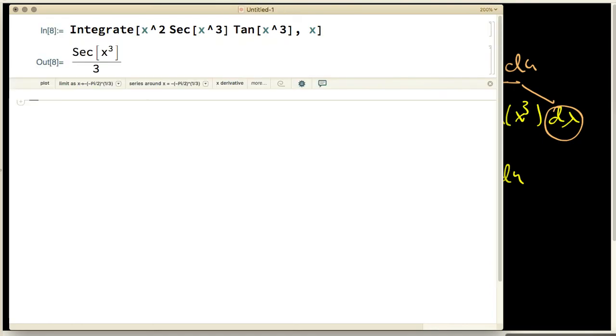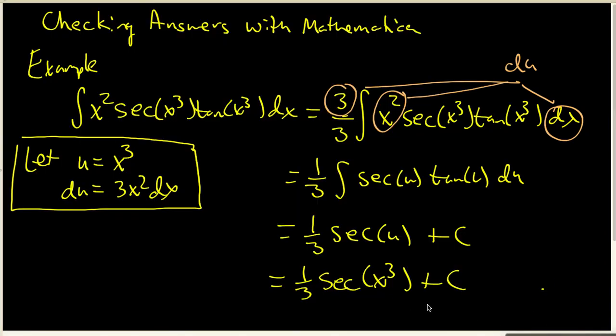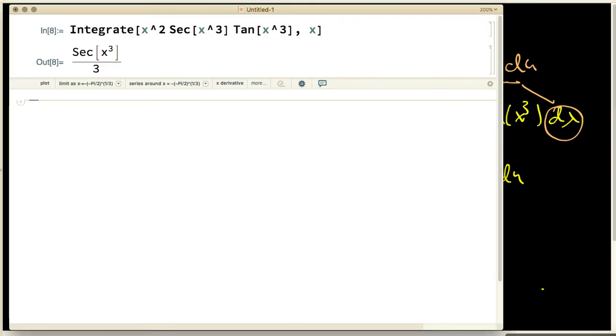Notice that Mathematica says that the answer is indeed what we got, the secant of x cubed over 3. Just to go back to our other window, that does indeed agree with our answer, although Mathematica does not write down the plus c's.